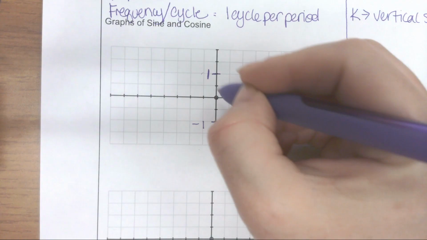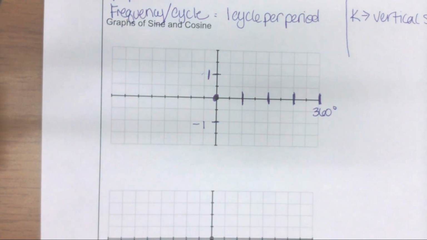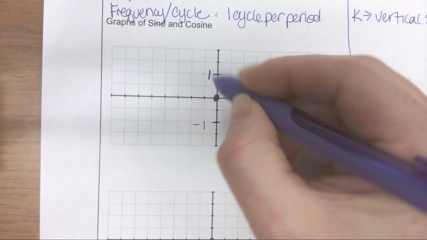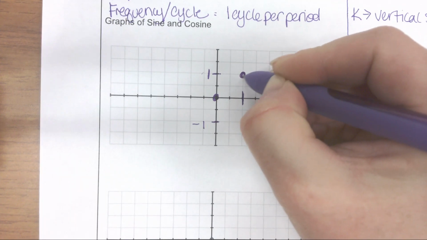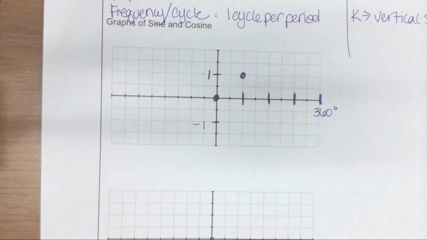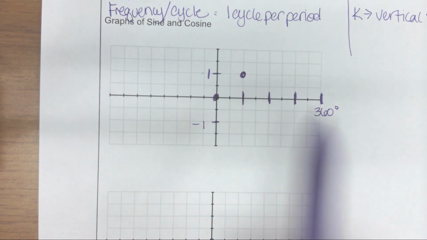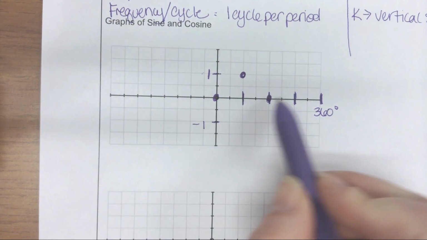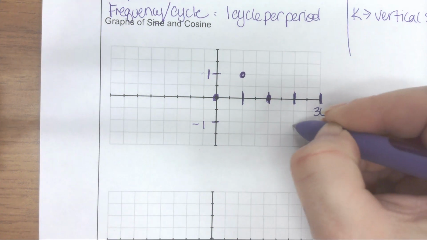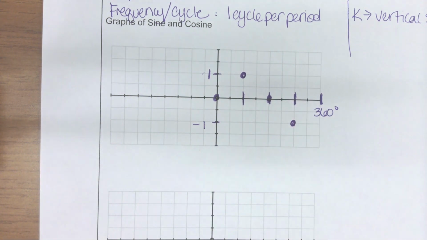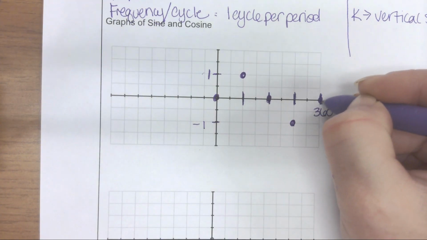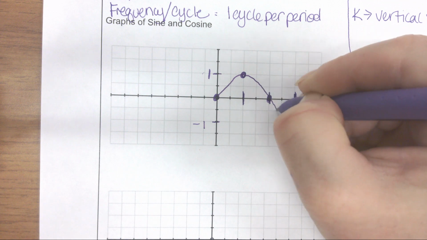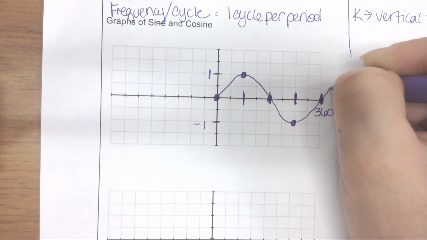So we're going to start the sine right here. At the first tick mark, it's going to go up to the max, which was 1. At the second tick mark, it's going to go back down to the midline. At the next tick mark, it's going to go down to its minimum. And then at 360, back to the middle. Then we draw a nice curve through it, like you did such a nice job of on your activity last week.